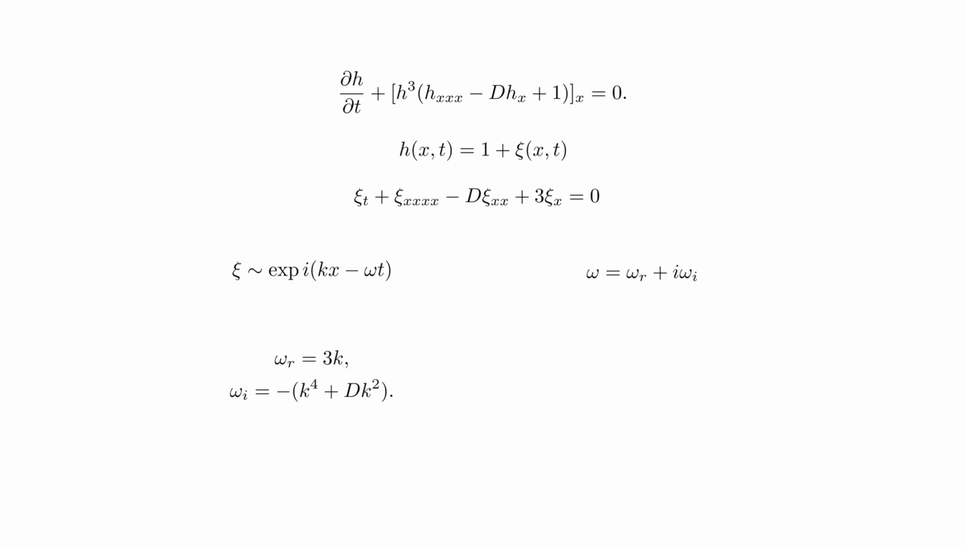For negative d, we find that they are unstable for large wavelengths. A critical wave number k is given by the square root of minus d, and the most unstable wave number is given by the square root of minus d over 2. Thus, Lin and Connick found that for positive d, the thin film is stable under perturbations, but for negative d it is unstable for sufficiently large wavelengths.